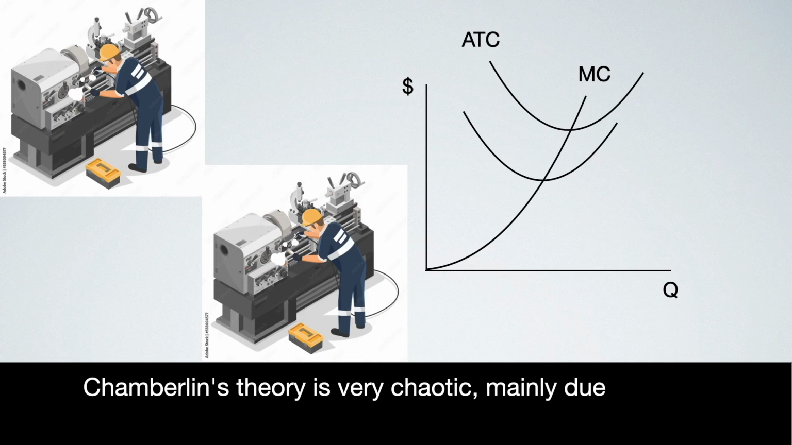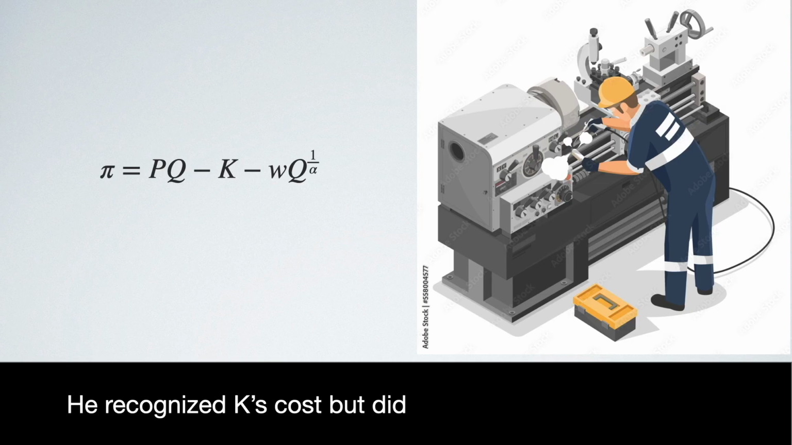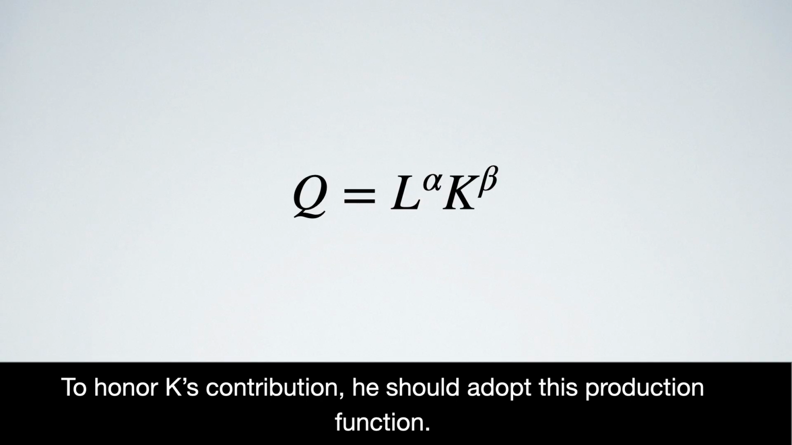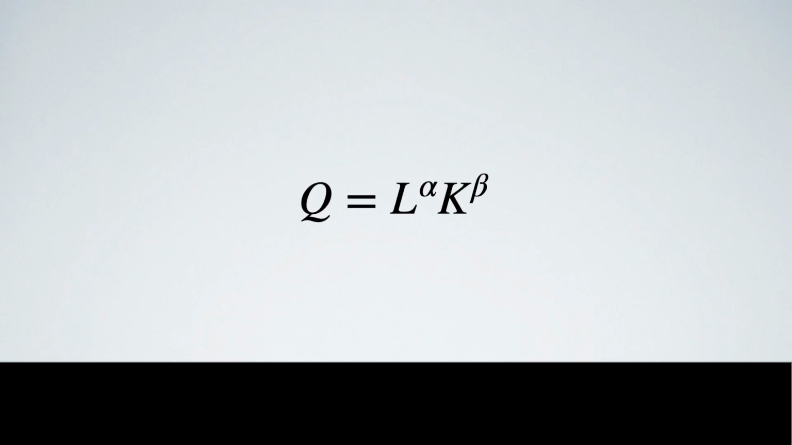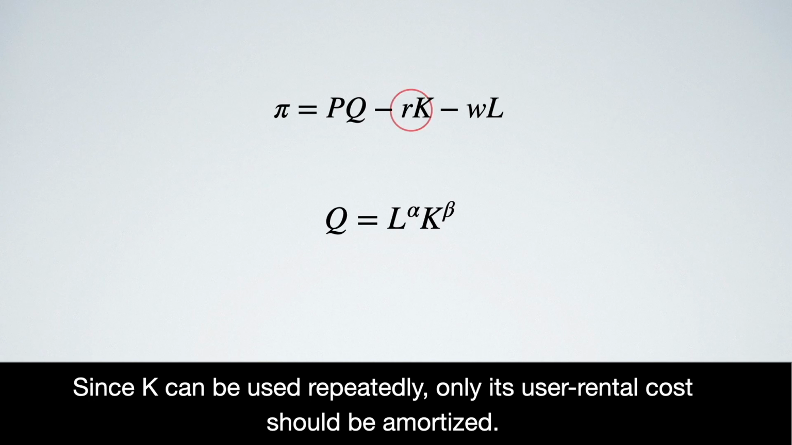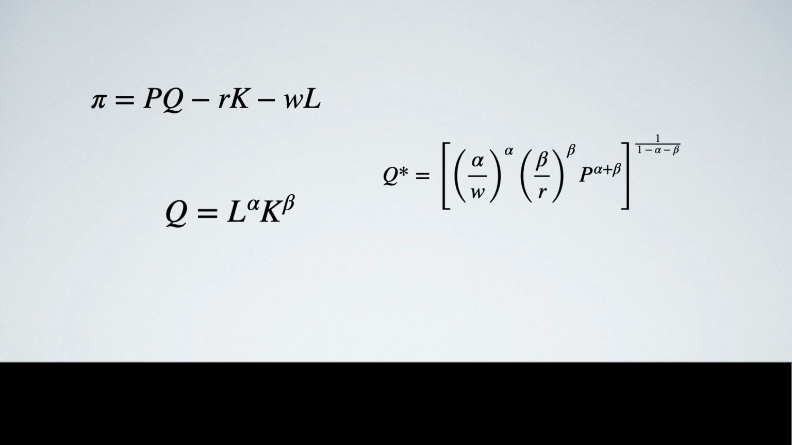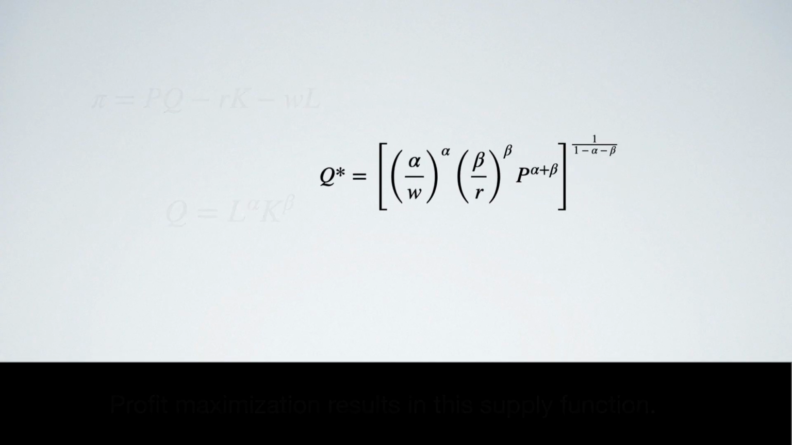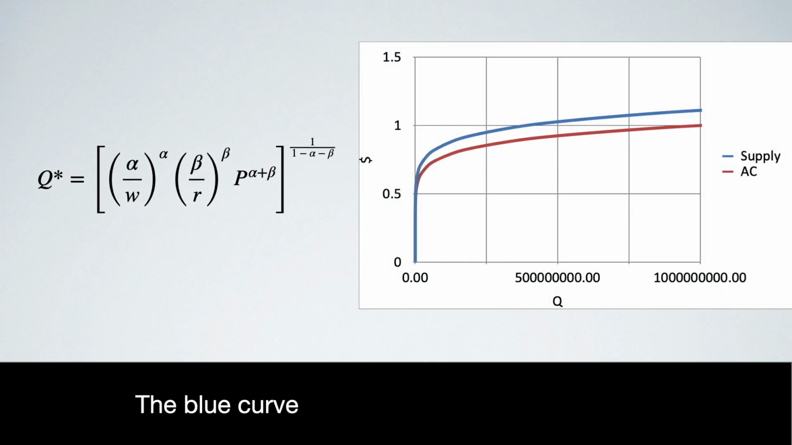Chamberlin's theory is very chaotic, mainly due to one mistake. He recognized K's cost but did not honor its contribution. To honor K's contribution, he should adopt this production function. Since K can be used repeatedly, only its user rental cost should be amortized. Profit maximization results in this supply function. The blue curve illustrates a simulated supply.